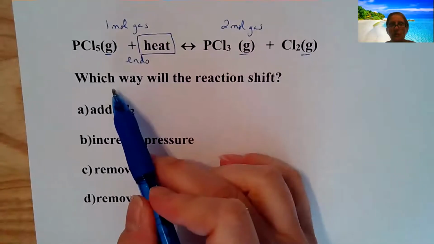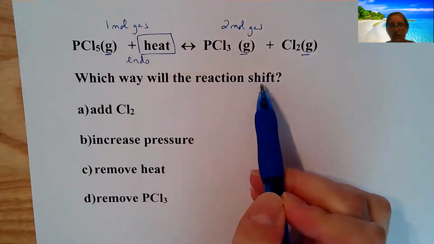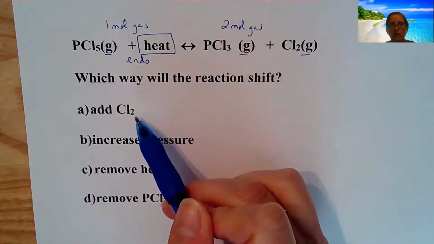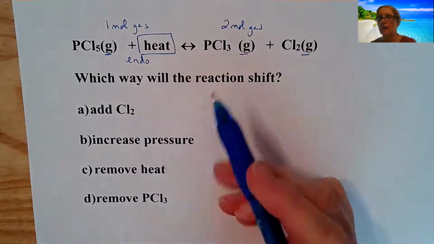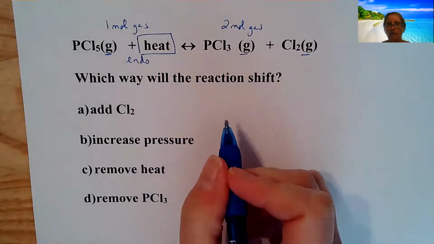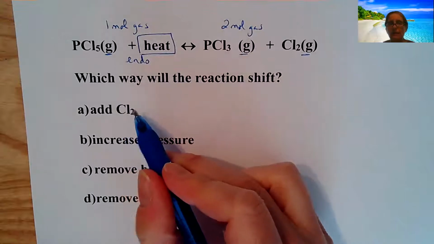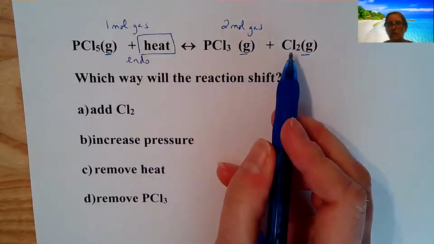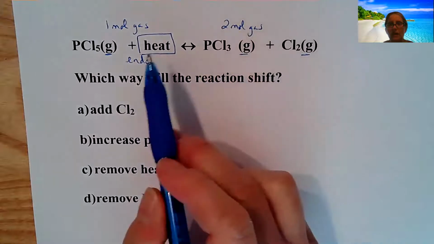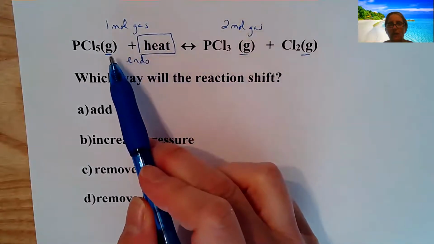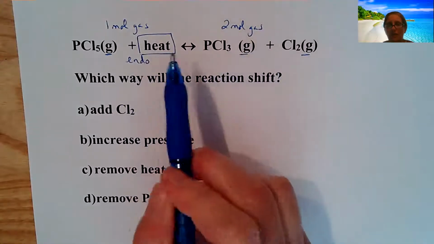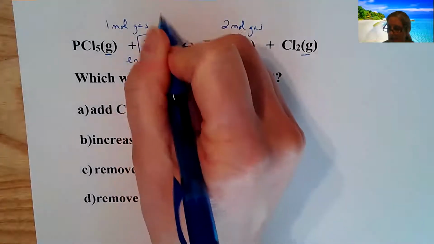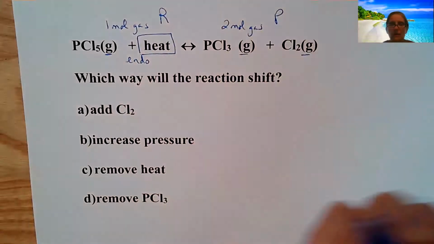So what you're going to be asked to do is which way will the reaction shift? Okay, so what we're going to do is add, change things, add heat, take heat away. All of those things are going to be what we focus on. So this is adding Cl2. So look at Cl2, that is on the product side. And always keep in mind with equilibriums, reactants are always on the left, products are always on the right. Even though it's reversible, you need to keep that the same. So this is the reactant side and this is the product side.